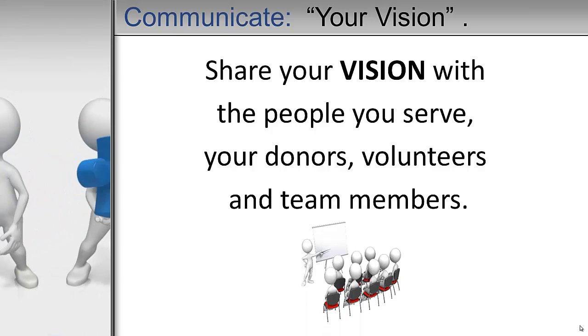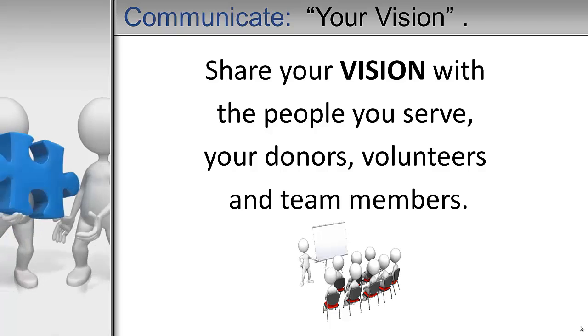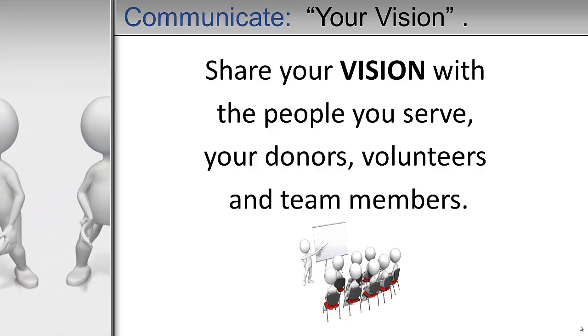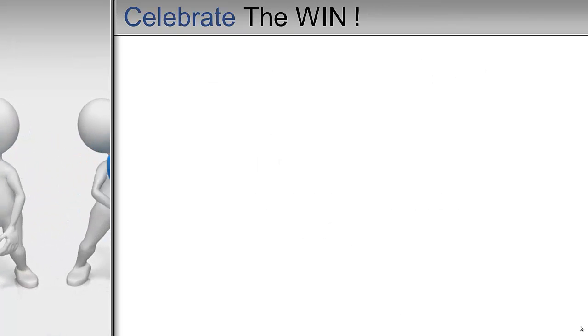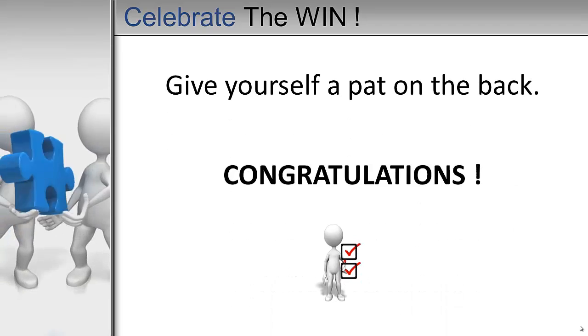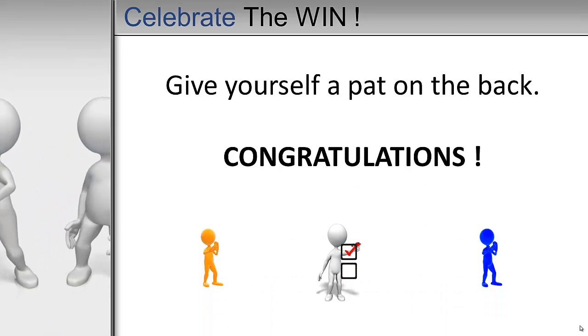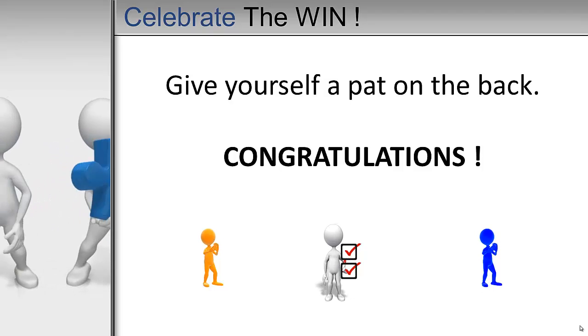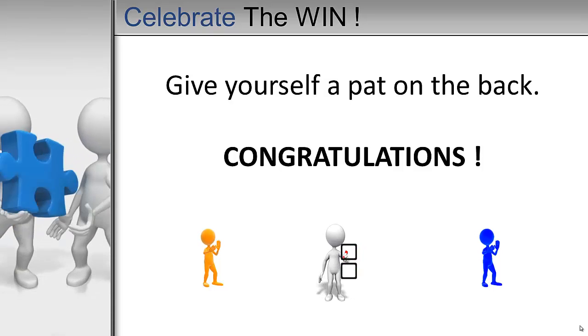Now you understand how to create a vision for your organization. Celebrate the win and give yourself a pat on the back. Congratulations. And by the way, I want to give you a sneak peek at Lesson 3, Values.